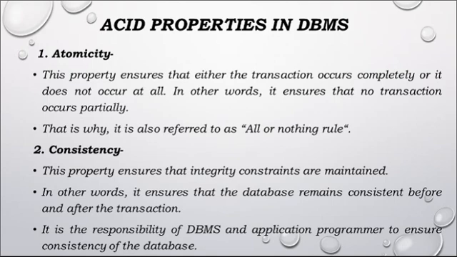This property ensures that integrity constraints are maintained. In other words, it ensures that the database remains consistent before the transaction and after the transaction. It is the responsibility of the DBMS and the application programmer to ensure the consistency of the database. For example, account A has a balance of 400 rupees and it is transferring 100 to account B and C both. So we have two transactions here.